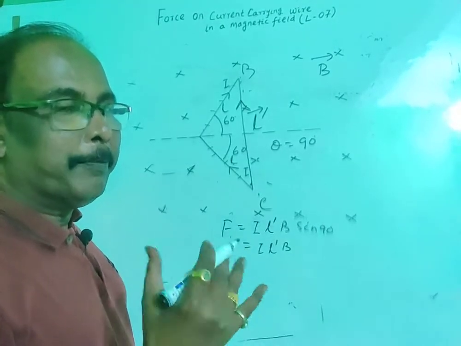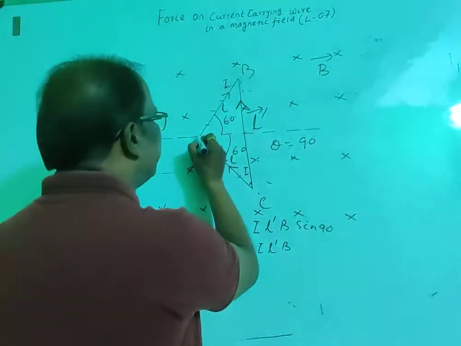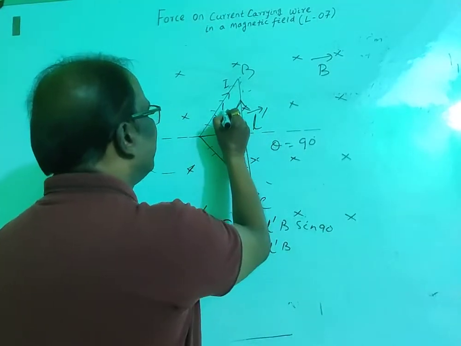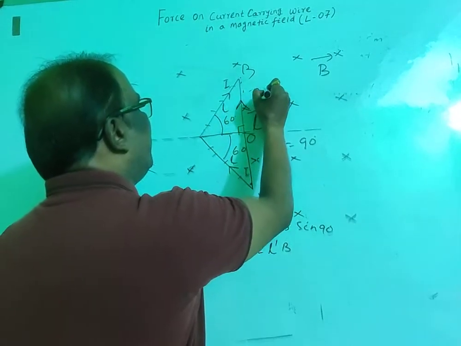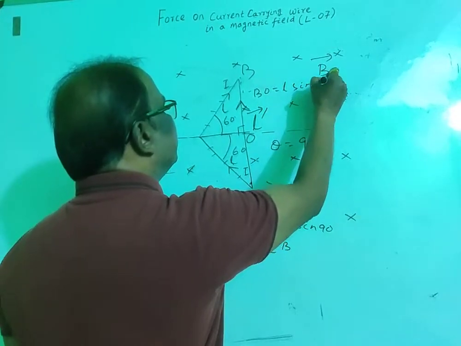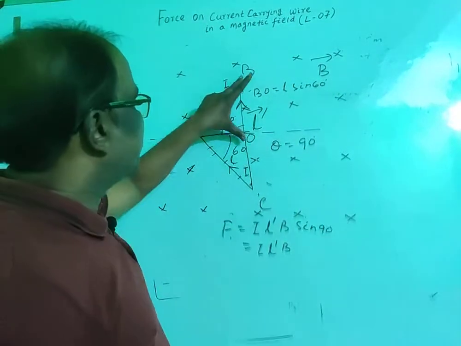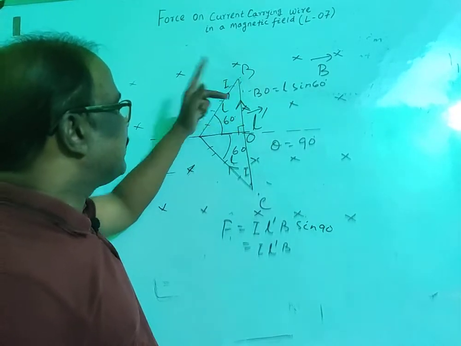I will show it in a different form also. I L dash B. Then our aim is to get L dash. This angle is 90 degrees. This is L. So this part, let this be O. BO is equal to L sine 60. This is B. This is L. This angle is 60. So this is L sine 60.